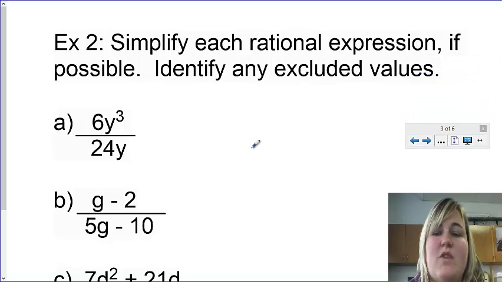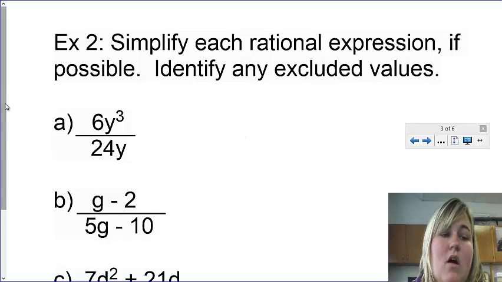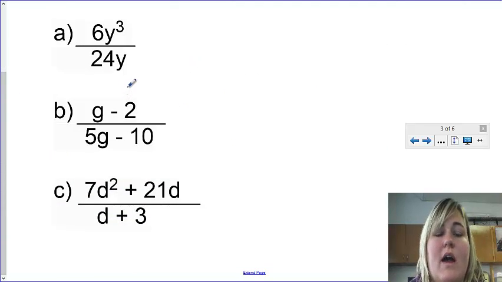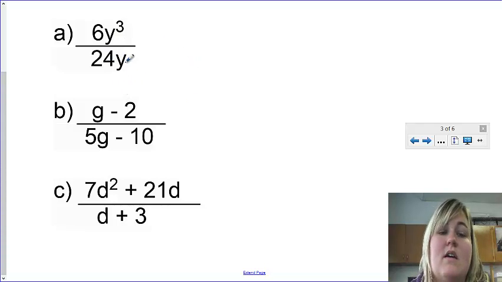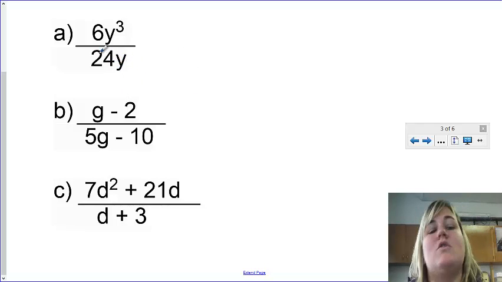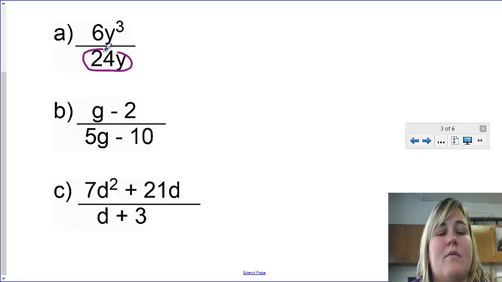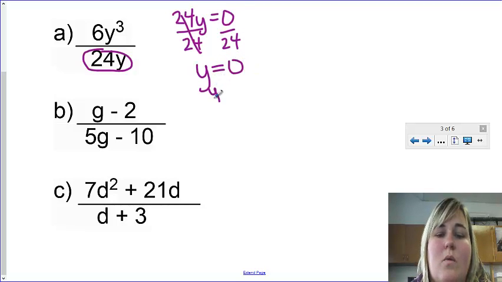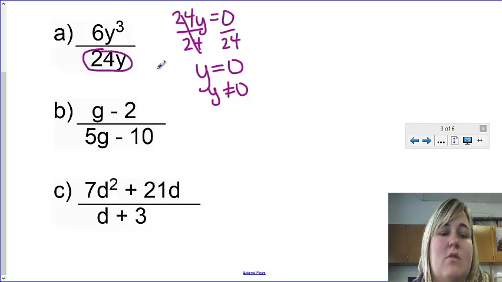It says simplify each rational expression. If possible, identify any excluded values. So on A, I always like to start by finding that excluded value. I'm looking at that denominator, and I'm going to say that 24y is equal to 0. To get y by itself, I divide by 24 on both sides. So I get that y is equal to 0, or that y cannot equal 0 for this to be simplified.